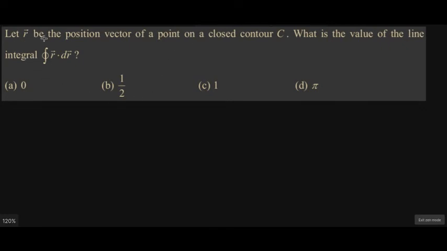Let R be the position vector of a point on a closed contour C. What is the value of the line integral R dot dr? For this question, let's first understand what a position vector is.